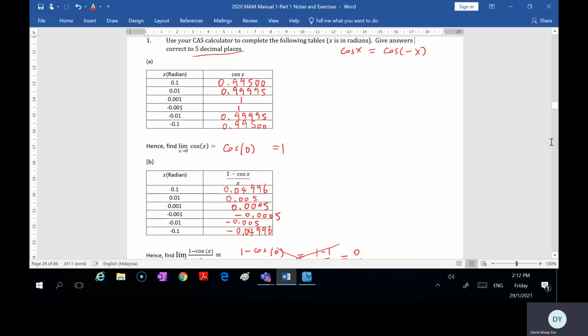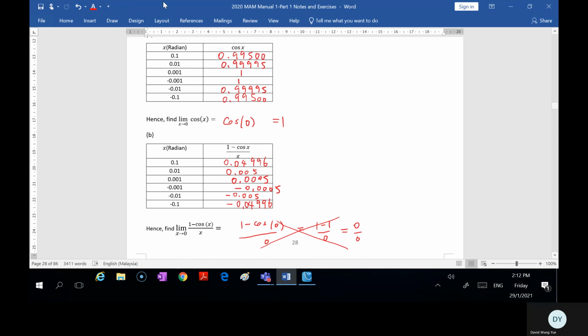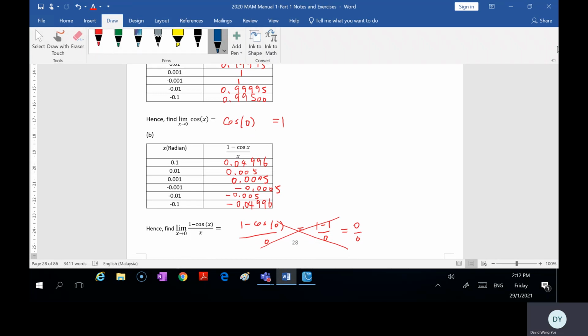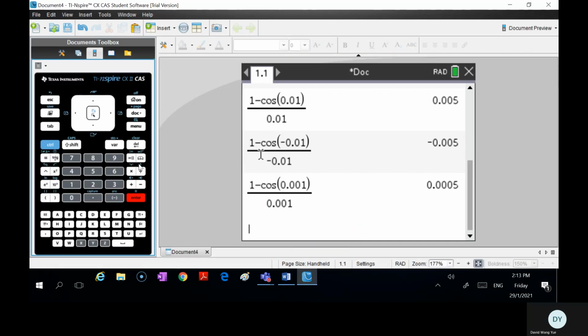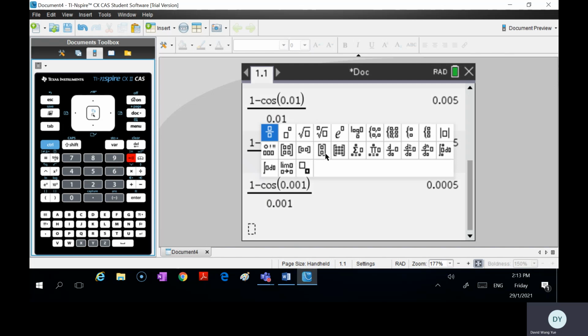As you can imagine, this limit seems to be going to equal 0. It looks like the limit is going to be 0 because as x approaches 0, 1 minus cosine x over x is getting closer and closer to 0, no matter from the positive side or the negative side. But we have a graphing calculator and we can verify it by ourselves. So I just find the limit this time.